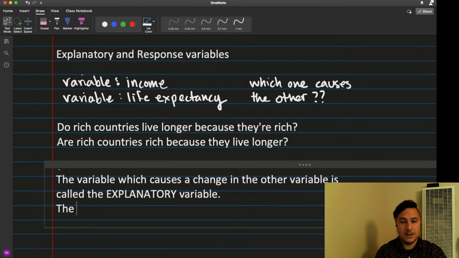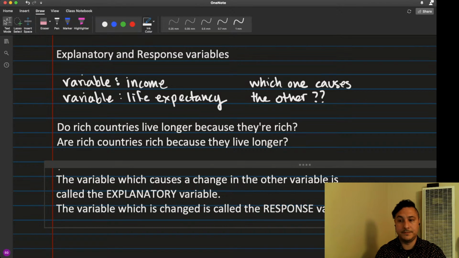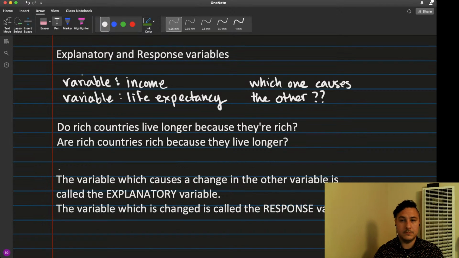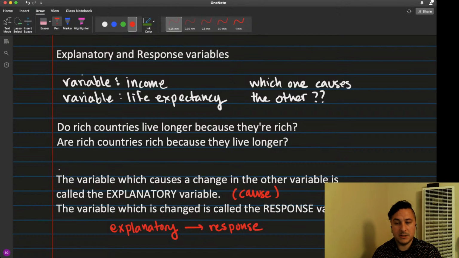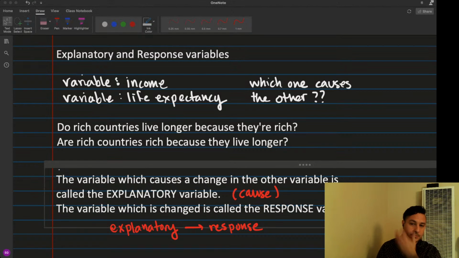Now, the variable which is changed is called the response variable. The explanatory variable is the one which seems to cause some sort of changes. The other one's called the response variable because that's the one that you're hoping to change. It's the one that you're looking at. Normally what we write is explanatory, response, because the explanatory variable changes the response variable.